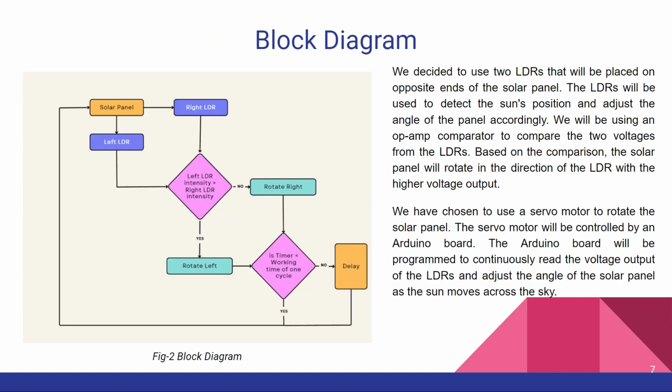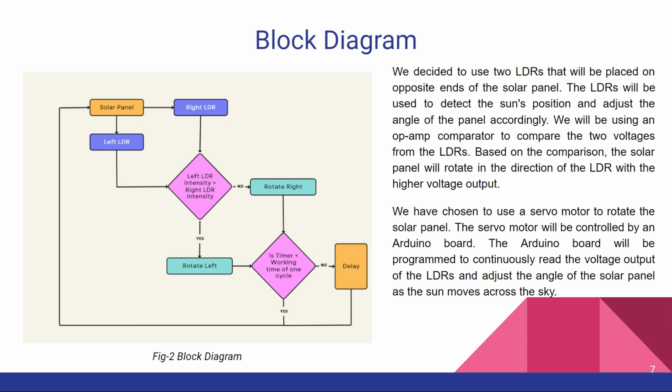As can be seen in the figure, our block diagram includes a solar panel with two fixed LDRs on opposite sides. This is used to compare light intensity on both ends. A simple example is, if the light intensity at the left LDR is higher, the voltage is higher, and this will result in rotation of the solar panel to the left. Similarly, this is done if light intensity is higher at the right LDR.